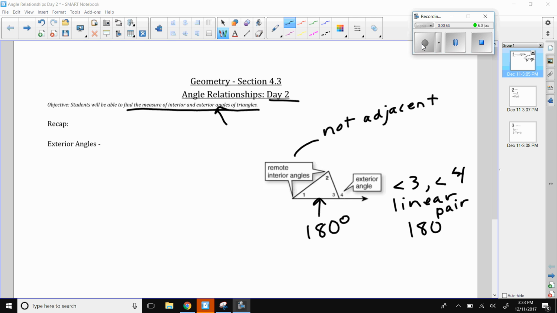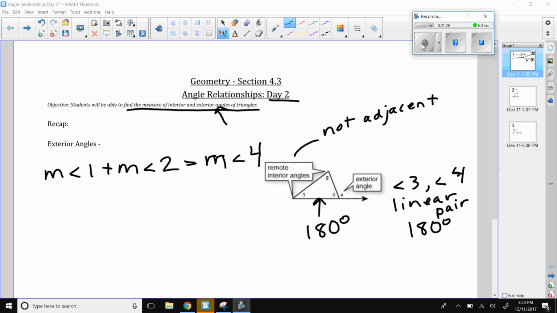They also add to 180 degrees, and what we figured out was that our remote interior angles, the measure of angle 1 in this case and the measure of angle 2, are going to equal the measure of angle 4. Okay, so since 1, 2, and 3 will add to 180, and then 3 and 4 will add to 180, what we found out was that the measure of angle 1 plus the measure of angle 2 is going to equal the measure of angle 4. And that's what we're going to need to solve for these angles today.